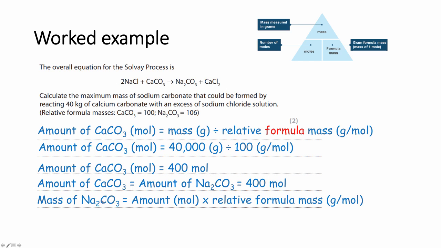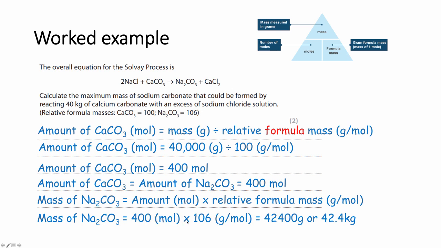But the question wanted to know what the maximum mass of sodium carbonate was. So now I've got the number of moles, I've got the amount, and I've got the relative formula mass. To work out the mass, I have to times these two together. So I have amount times relative formula mass would be 400 times 106, which was given to me in the question, equals 42,400 grams, or 4.24 kilograms.